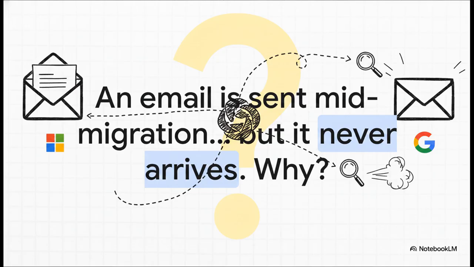Okay, let's start with a scenario that gives pretty much every IT admin nightmares. Your migration is happening. A user who's already on Microsoft 365 sends a super important email to a colleague who's, well, still on Google Workspace. They hit send, and crickets. The email just vanishes. It doesn't bounce back. It's not in spam. It's just gone. That is the black hole we are here to fix today.